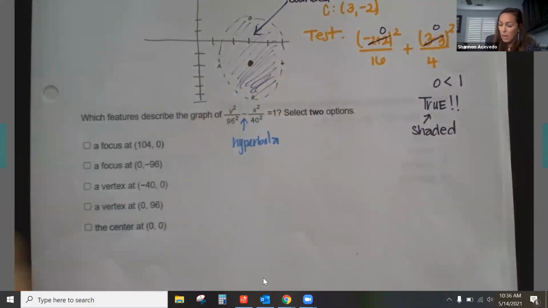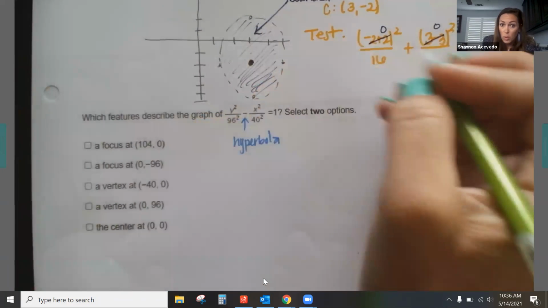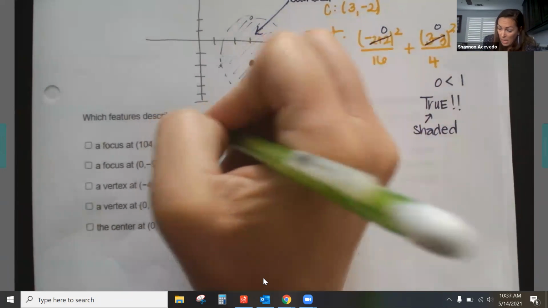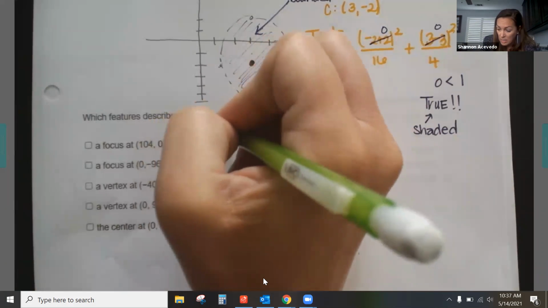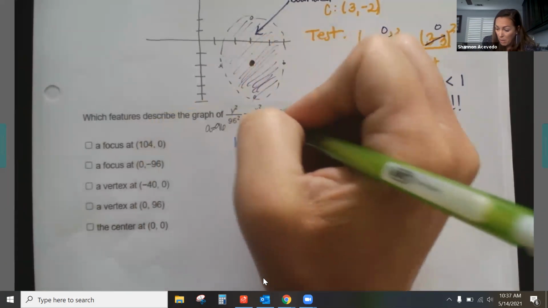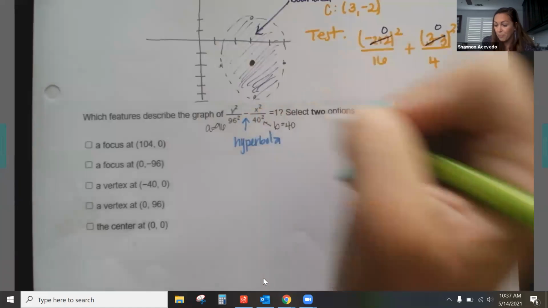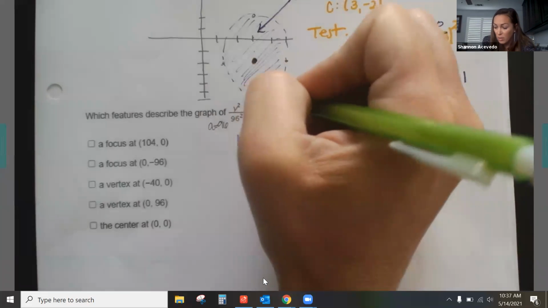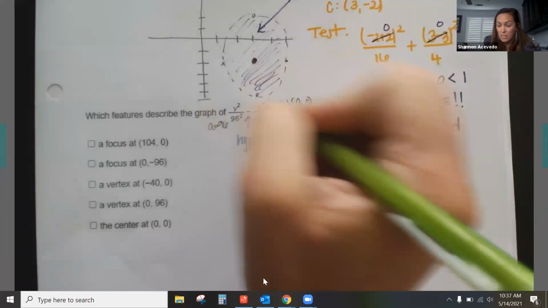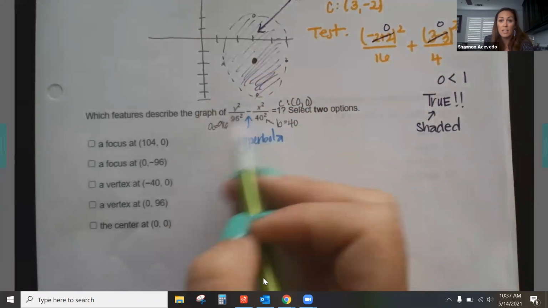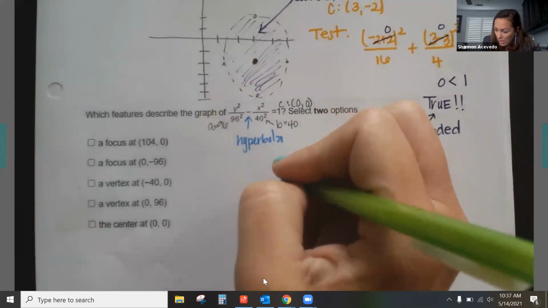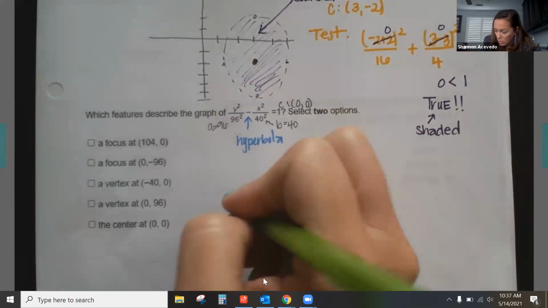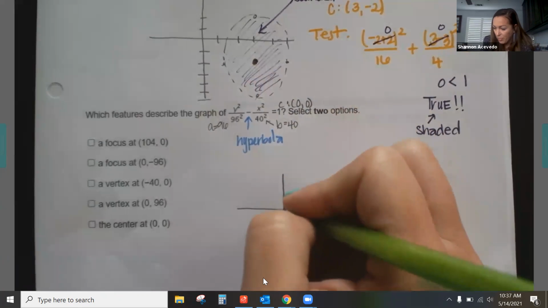I know from my values here what's being squared. This is going to be my A, so A squared is 96 squared, so A is going to be 96. Here is going to tell me that my B is going to be 40. My center for this is going to be at 0, 0 because there's nothing with my X or my Y values. That makes it easy to work with, right? So let's go ahead and just do a quick little sketch. So I have my center.